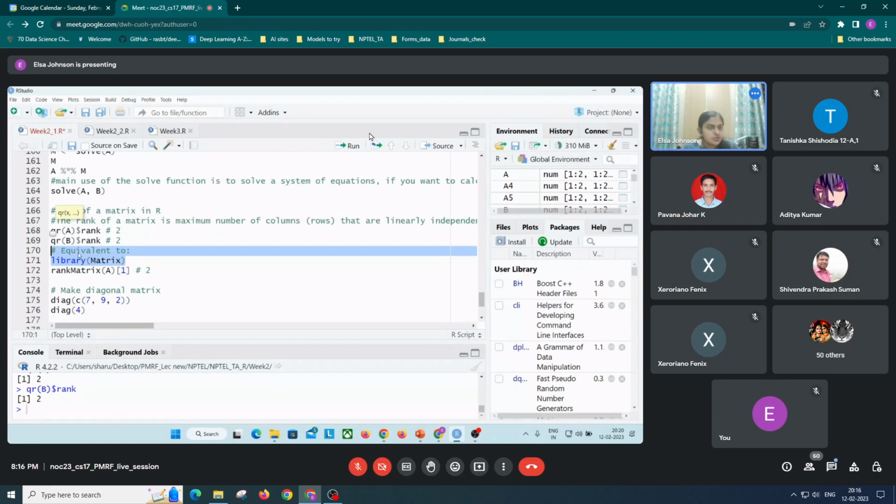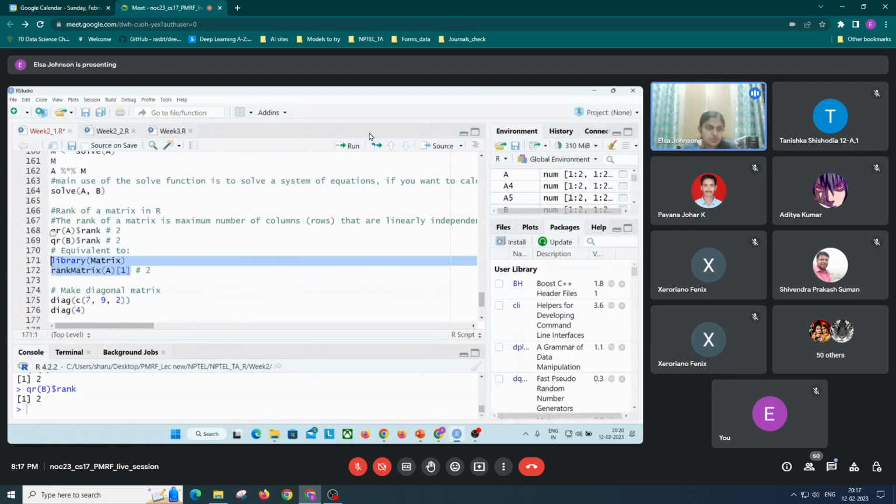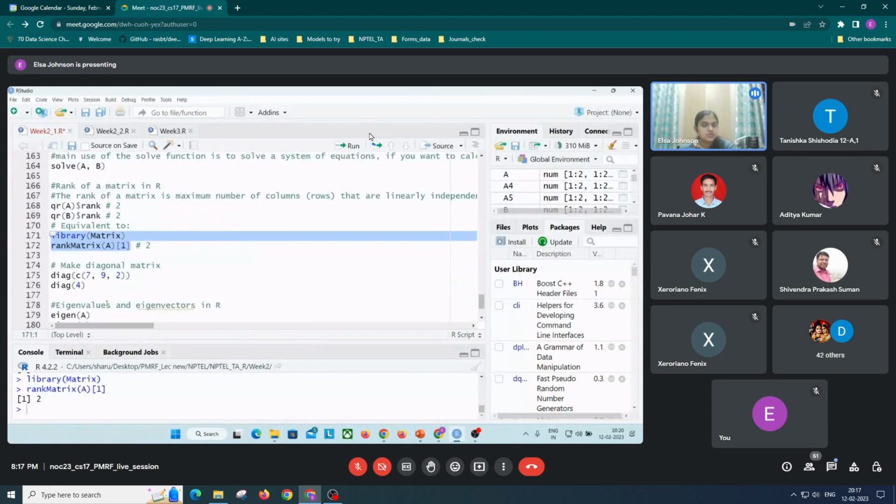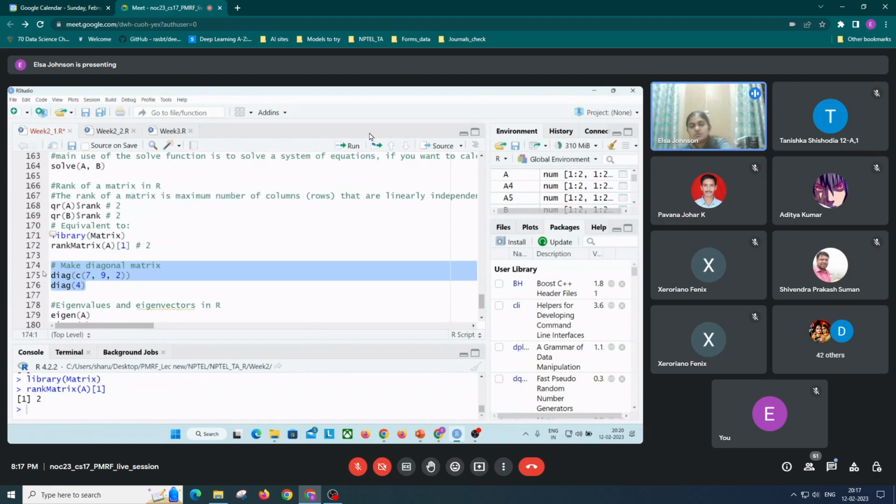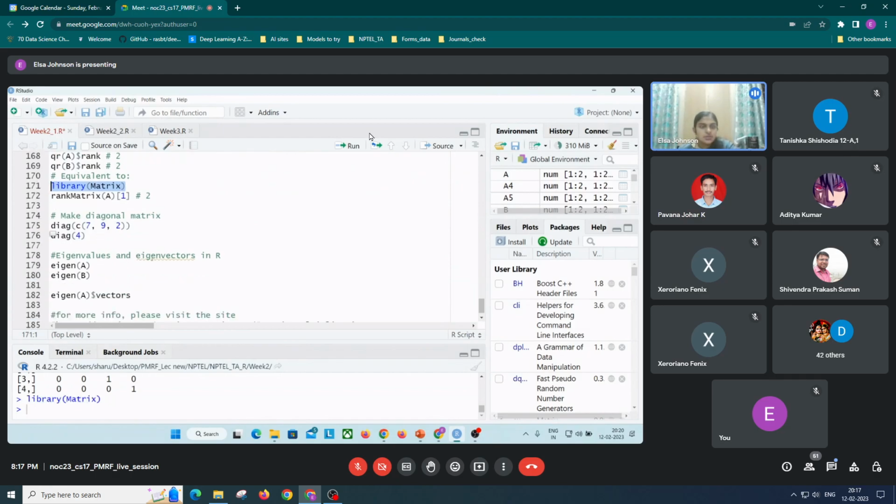Yeah, so another library is the Matrix library. If you are installing that, then you can use this particular command, rankMatrix of A, with 1. It will tell you the same thing. Now there are other things like diagonal. If you want to make a diagonal matrix using these values, then you just have to put diag. These are all working because this library is currently installed. Then eigenvalues and eigenvectors in R.